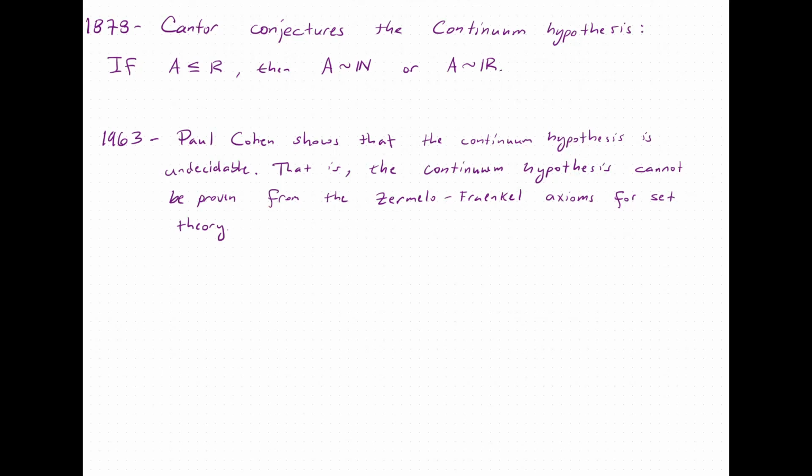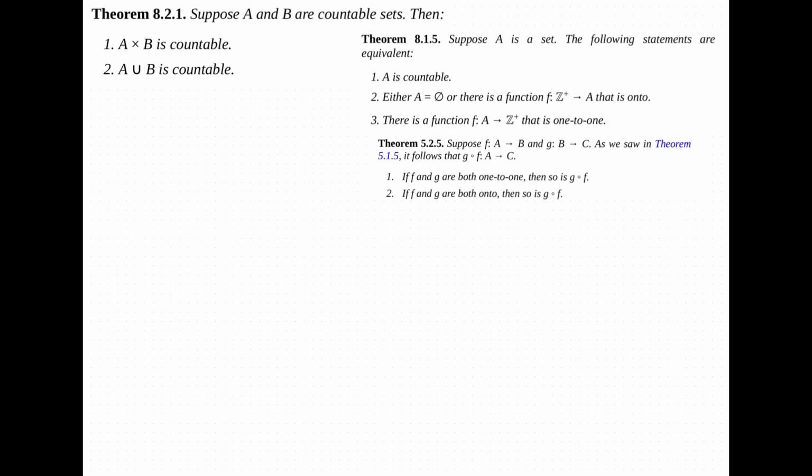And so with that, let us return to proving statements and start 8.2 formally. The first result that we are going to prove from section 8.2 is the following. Suppose A and B are countable sets. Then the Cartesian product of A with B is countable, and so is the union of A with B. How are we going to prove this?